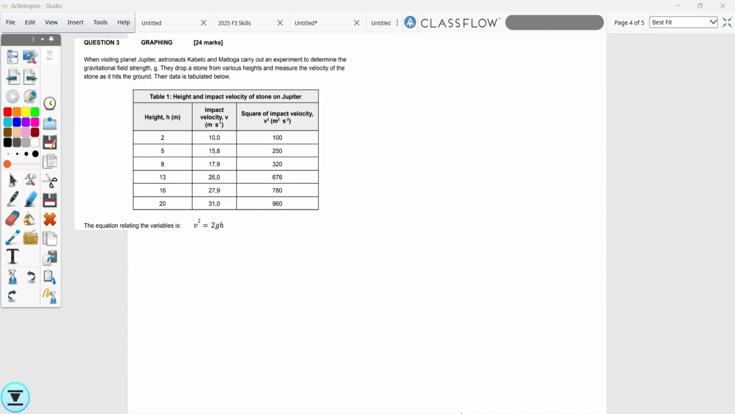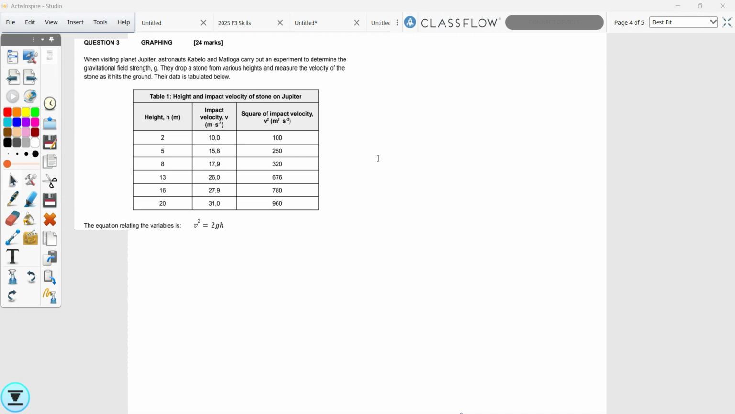Then it says, it's important to know that the stone is released with no initial velocity each time. Name the type of variable represented by the initial velocity. Controlled variable, constant variable, fixed variable, because they tell you that it has to be no initial velocity.